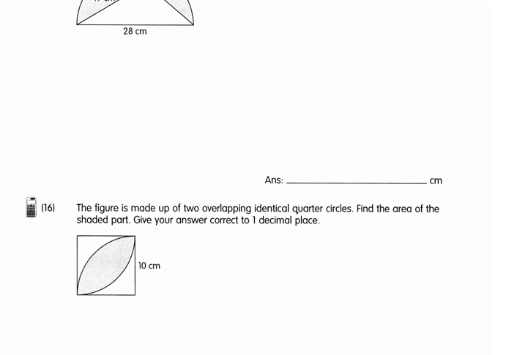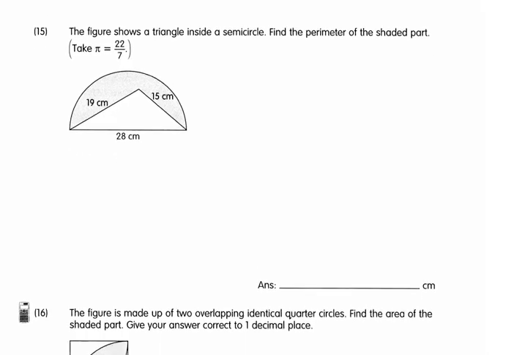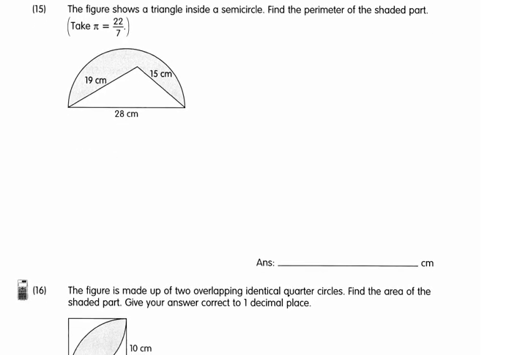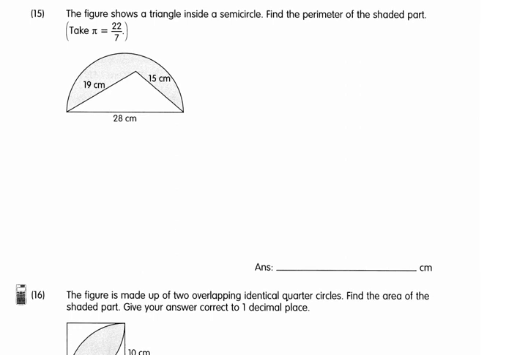Now this figure shows a triangle inside a semicircle. Find the perimeter of the shaded part. Okay. Perimeter of the shaded part. You know how to find half the circumference, right? You know how to add 19, right? You know how to add 19. You also know how to add 15, right?